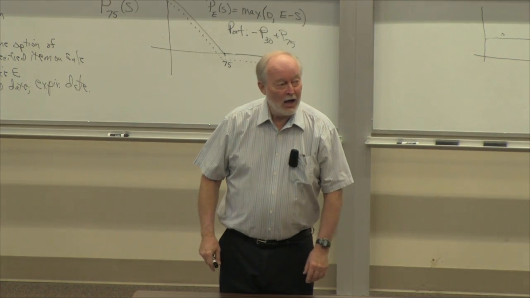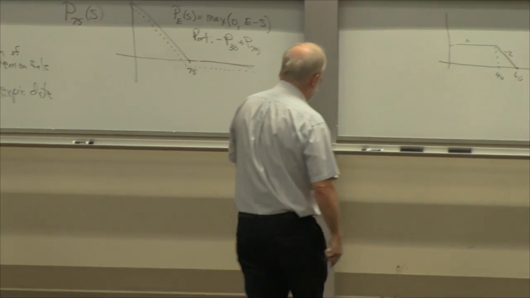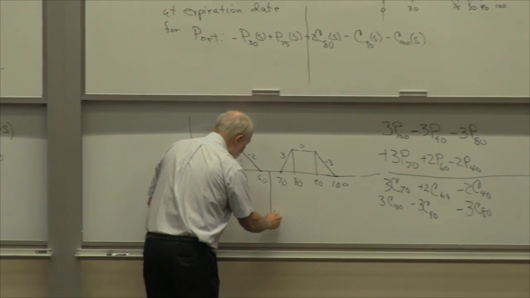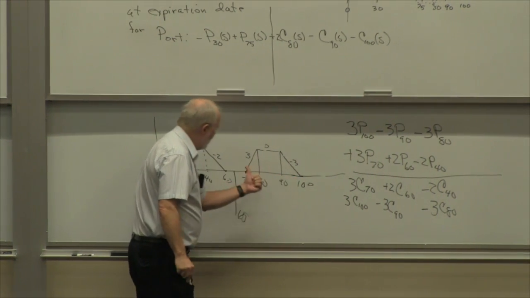So now, what do you think would be the portfolio if the current price is 65 and I want to do calls this way and puts this way?